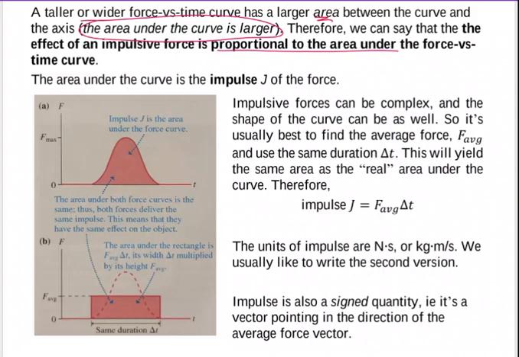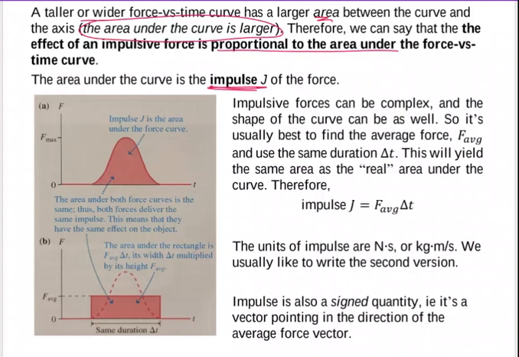So the area under the curve is the impulse. We have a new definition here. The area under the curve is the impulse, and the letter that we're using is J. So for impulsive forces, if we look at the graph here, the impulse J is the area under the force curve. So that's our new concept.